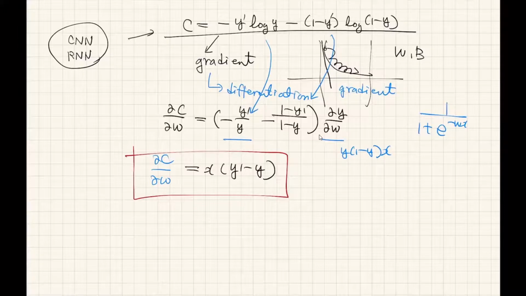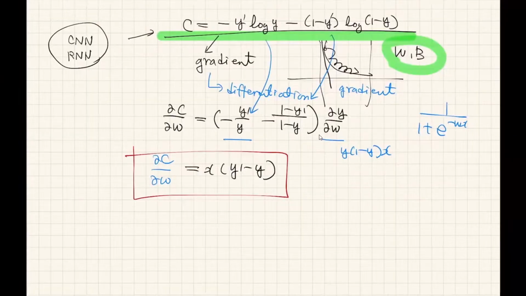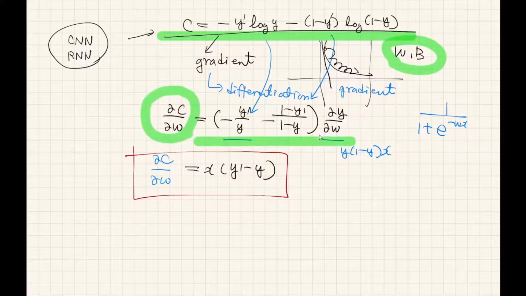I would like to spend a little bit of time on the property of the gradient of the entropy cost function. This is the entropy cost function. Using the gradient, we can update W and B until the optimal point. Taking the gradient of this cost function with respect to the weight, we obtain this term. The first term comes from the differentiation of the first part. The differentiation of log y becomes 1 over y.